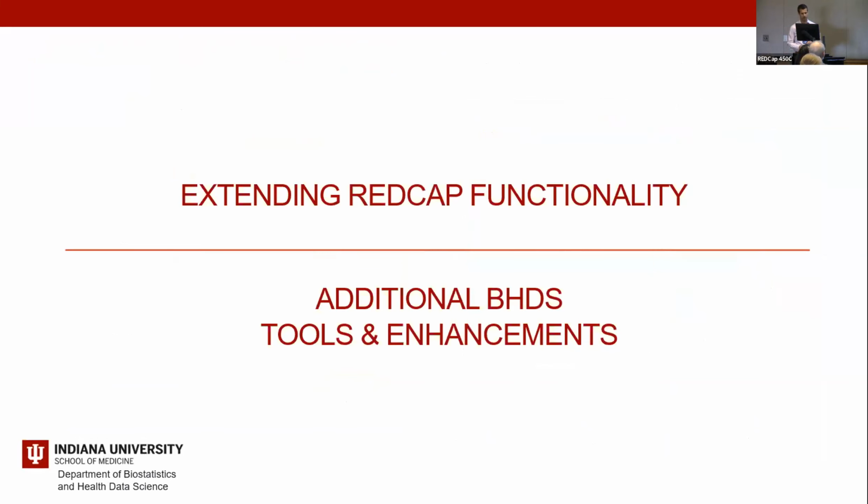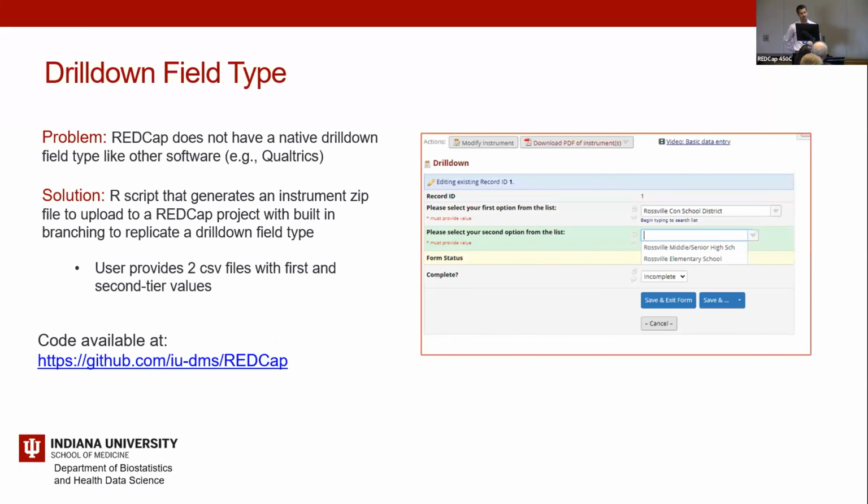Okay, great. We're doing good on time. So I'm going to talk about a couple more additional tools and enhancements that we found really help us when we're using REDCap. First is a drill down field type. Alexander had listed all of the field types that are available in REDCap. A drill down type is not one of them. So that's the problem, that REDCap does not have a native drill down field type.